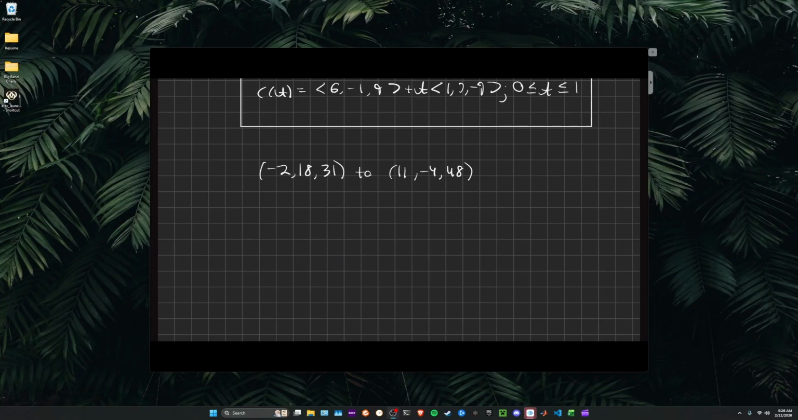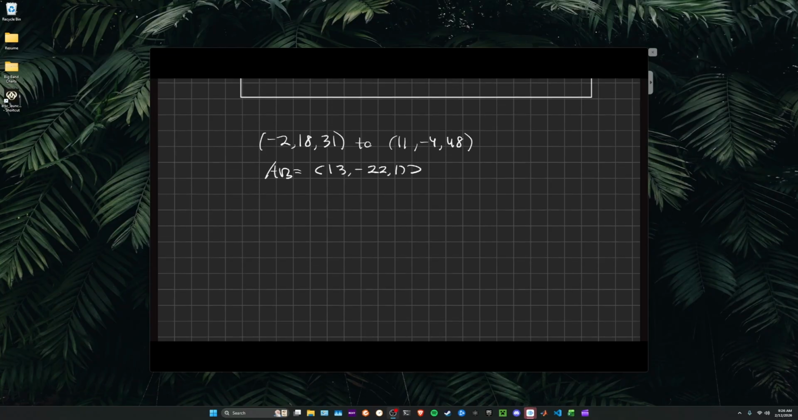So remember, the parametric equations are just extracting the components. And the problem also gives us that it's in the direction of a vector AB being (13, -22, 17). So this would look like our first parametric equation would be x equals -2 plus 13t. Y would be 18 minus 22t. And z would be 31 plus 17t.